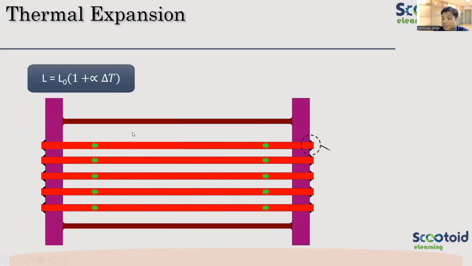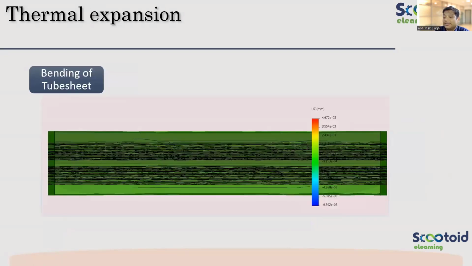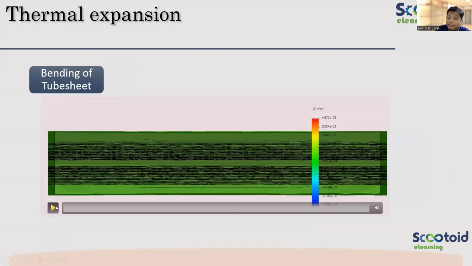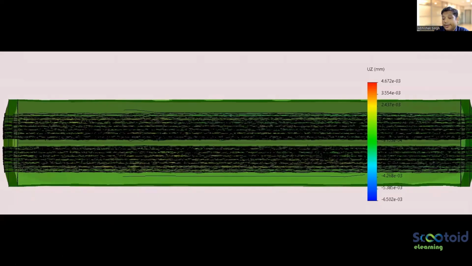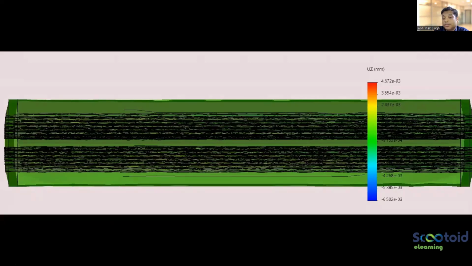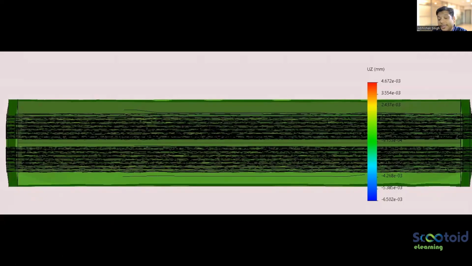It is getting held at the end, while in the center the tubes are pushing it. So there will be too much stress on the tube to tube sheet joint. There will be chances of tube buckling. Absolutely right, Arjun. And the bending stresses in the tube sheet also will be very high. You can see this animation which we have done for this. The lines which we see inside are the tubes. See how the tube sheet is getting bent if the temperature is high.